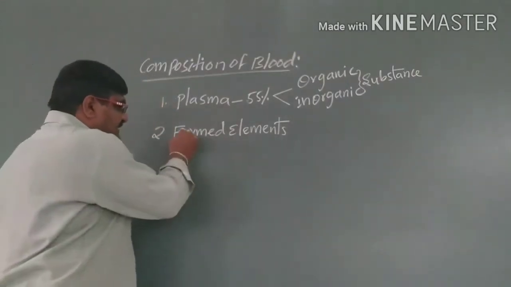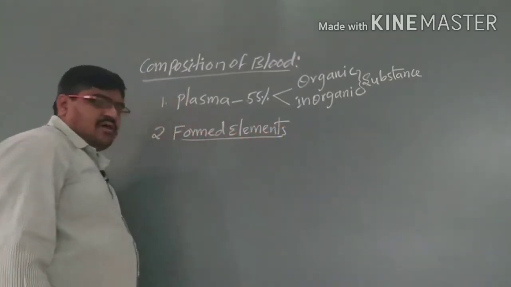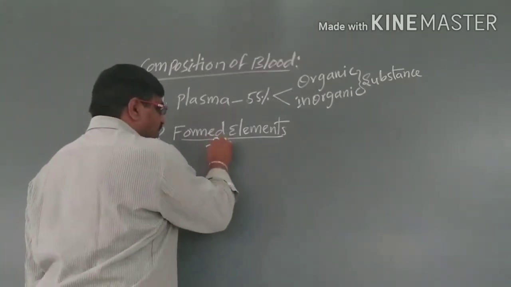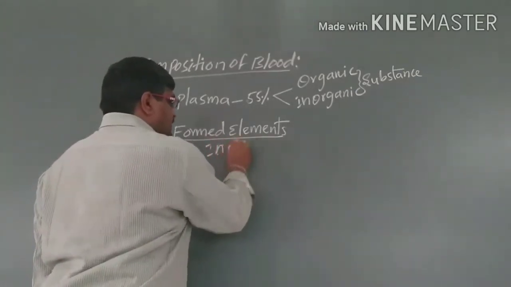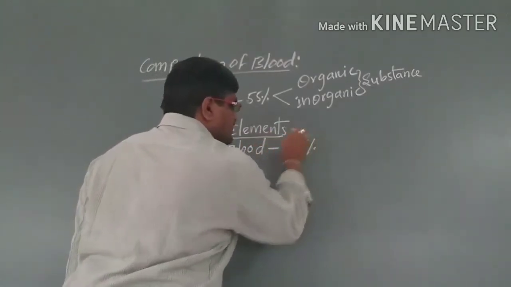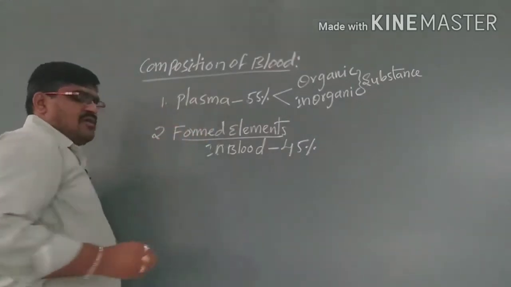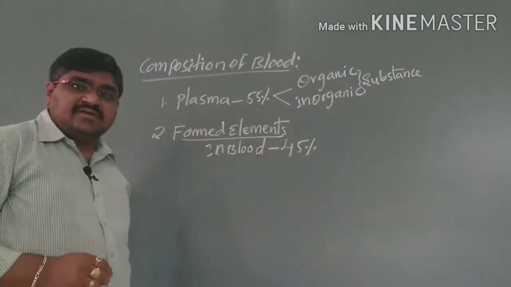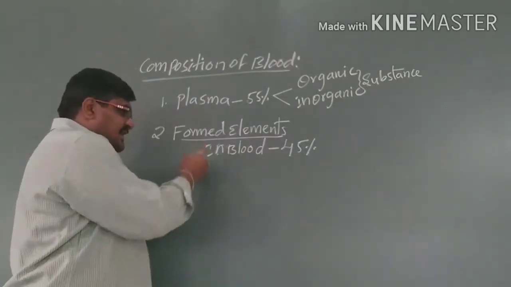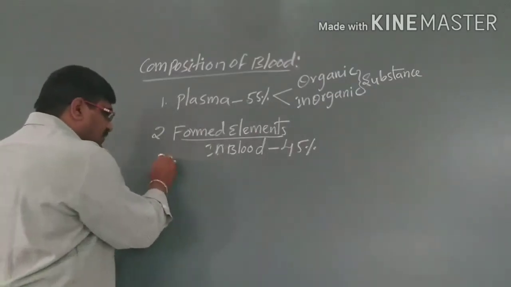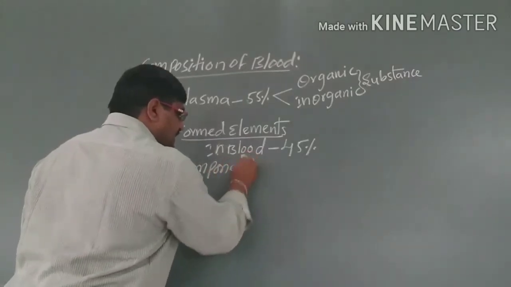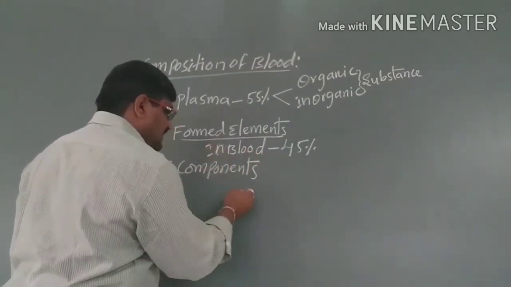Now coming to the second one, the formed elements. The formed elements occupy 45% of the blood, and they consist of three components.